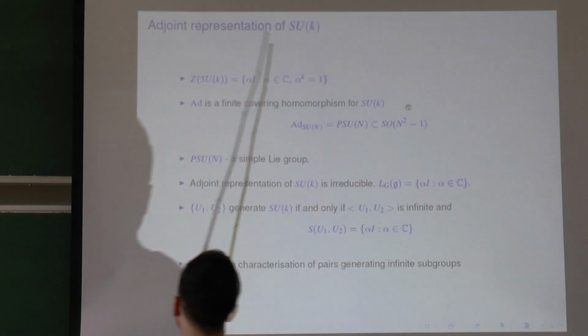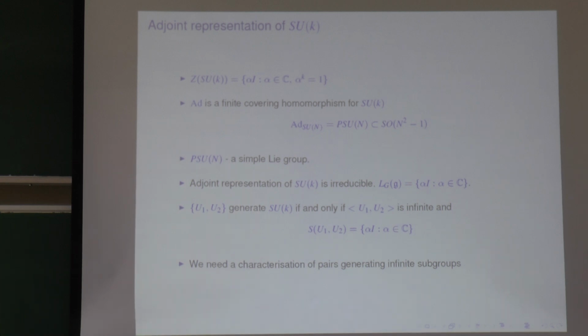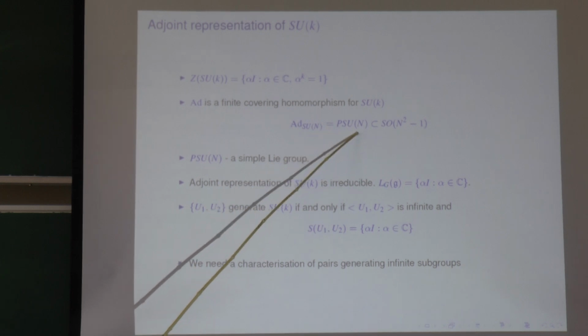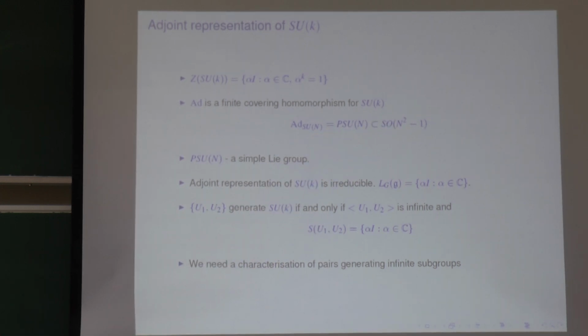Okay, so let's look at SU(K), because this is the most interesting group for us. Of course, it has a finite center, because elements which belong to the center are alpha times the identity, where alpha is a root of unity. That's why the adjoint action is a finite covering homomorphism. And we also know that the projective SU(N) group is a subgroup of SO(N squared minus 1), because the adjoint action takes my group into the orthogonal group of the Lie algebra, and the Lie algebra has dimension N squared minus 1. We also know that PSU(N) is a simple group. But what we know about the adjoint representation of SU(K) is that it's irreducible.